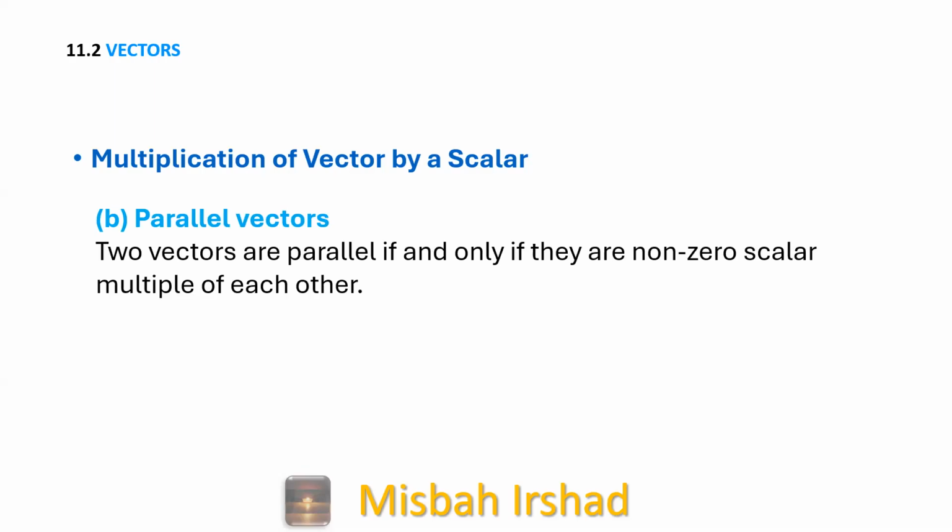Two vectors are said to be parallel if and only if they are non-zero scalar multiples of each other. Like if we have vector AB, then 2AB is parallel, negative 2AB is also parallel to AB, 3 by 2 AB is also parallel. So any scalar multiple of AB is parallel to AB.